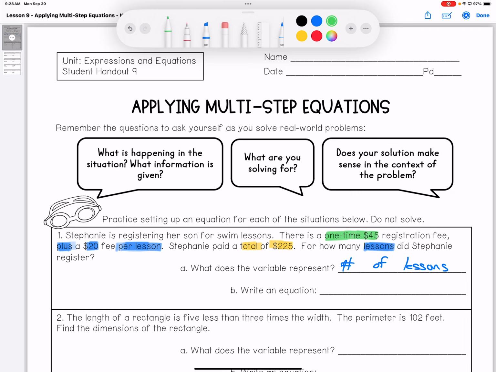Now let's write the equation. You have the one-time $45 fee plus. How do I know it's plus? Because it says plus in blue there. And then plus a $20 fee per lesson, so that's 20 times however many lessons, or just 20x. And then equals. How do we know it's equal? Because it says total, a total of $225. We do not have to solve it. It didn't ask us to do that. It just asked us to write the equation.